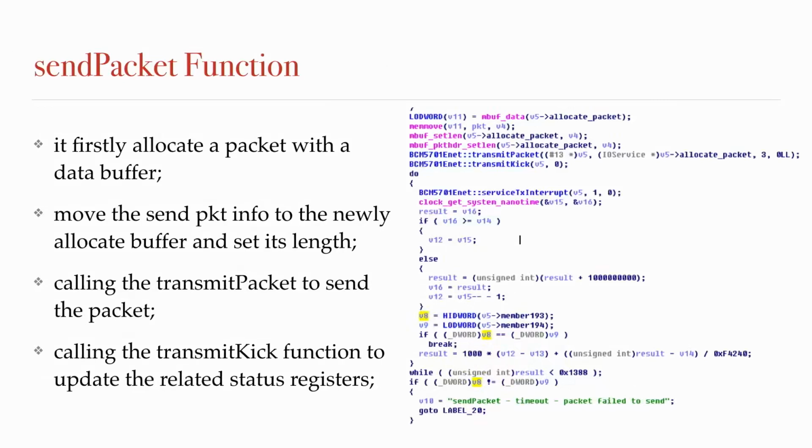Here is the implementation of the send packet function in the Apple BCM driver. It firstly allocates a packet with a data buffer, moves the send packet info to it and updates its length. Then it calls the transmit packet function to send the packet. And last, it calls the transmit kick function to update the related status register.